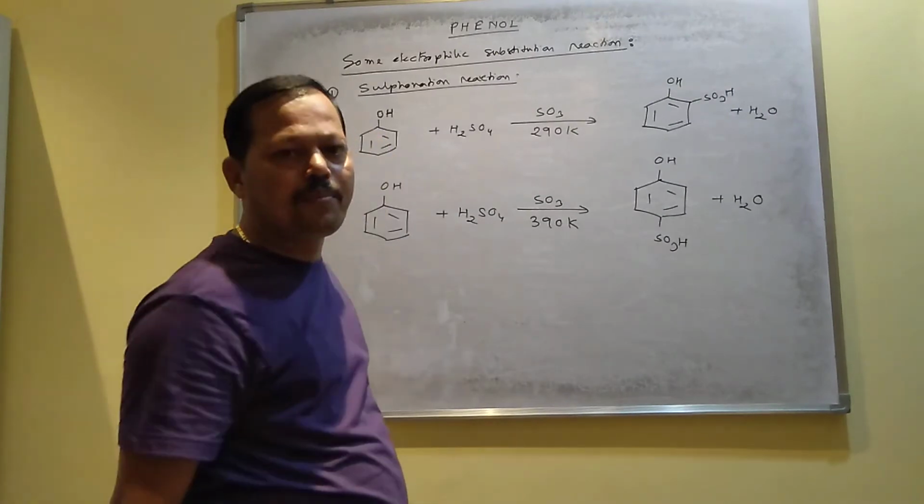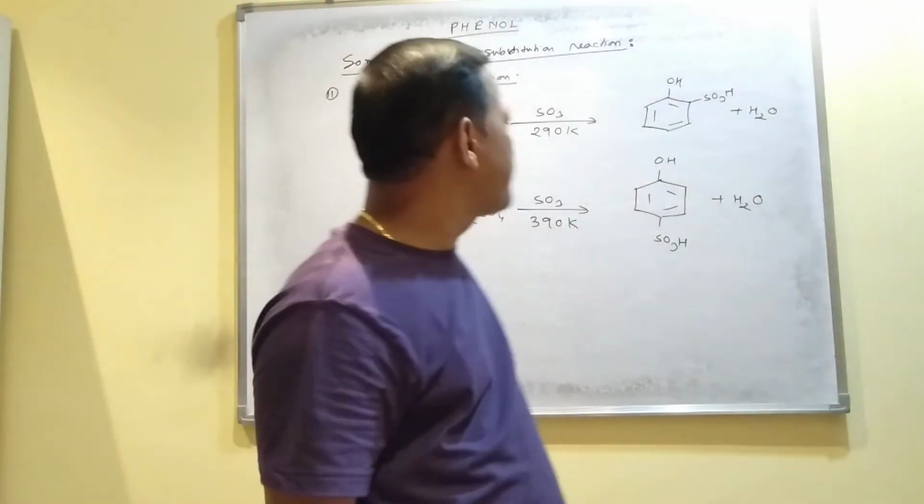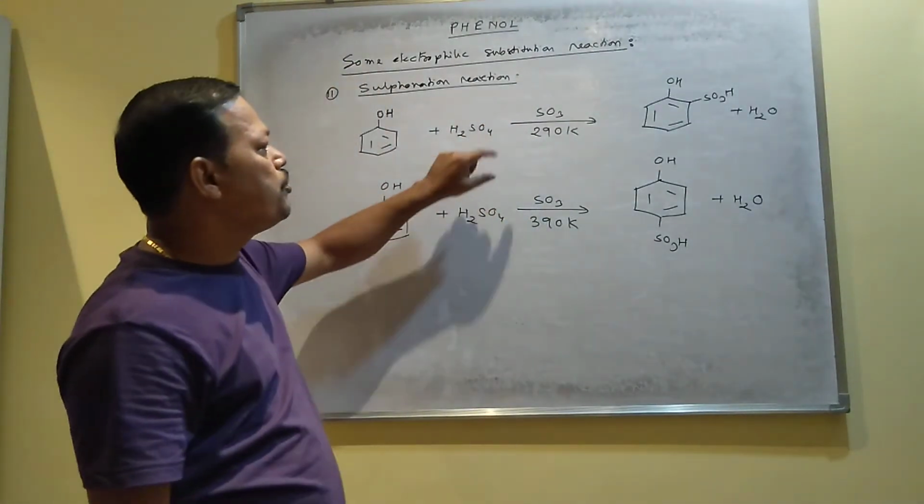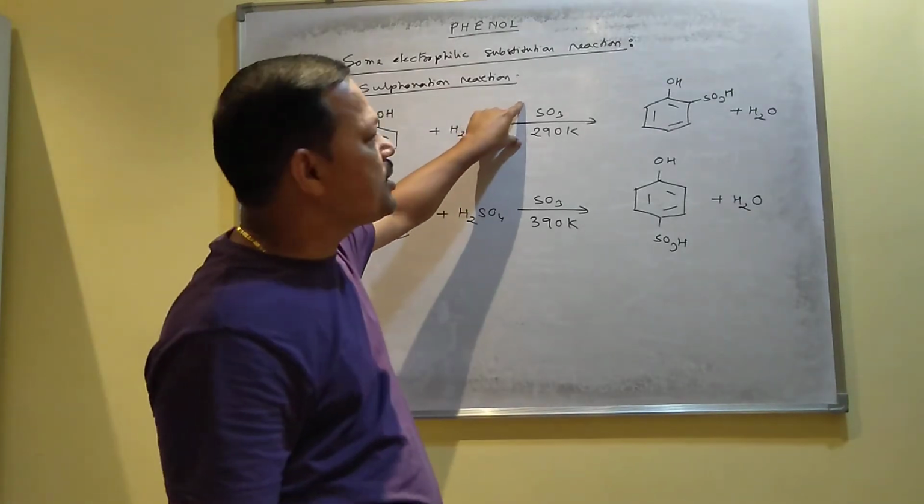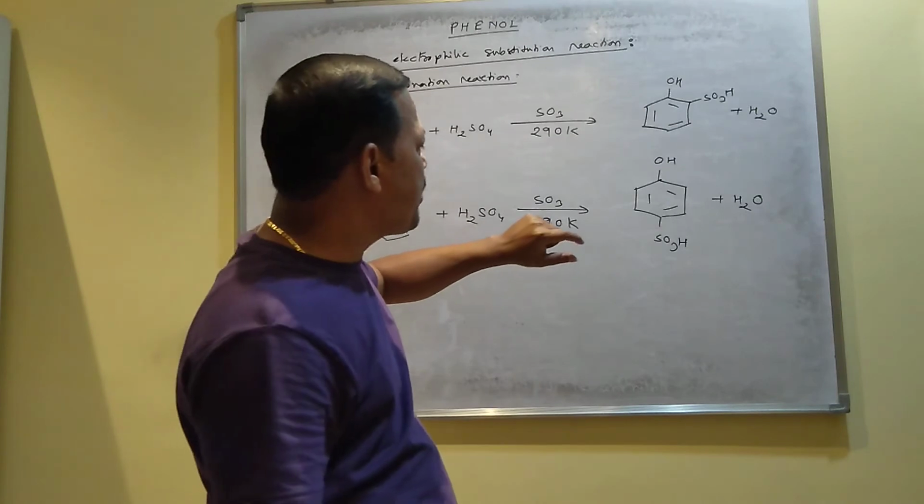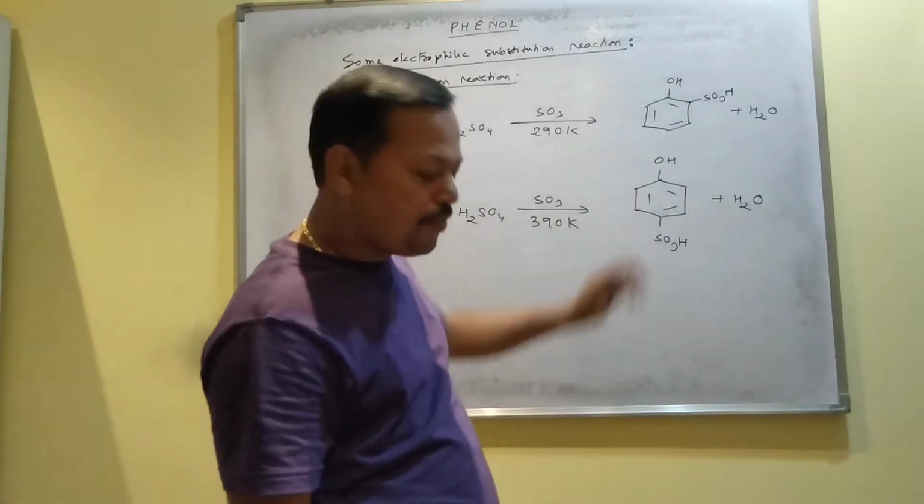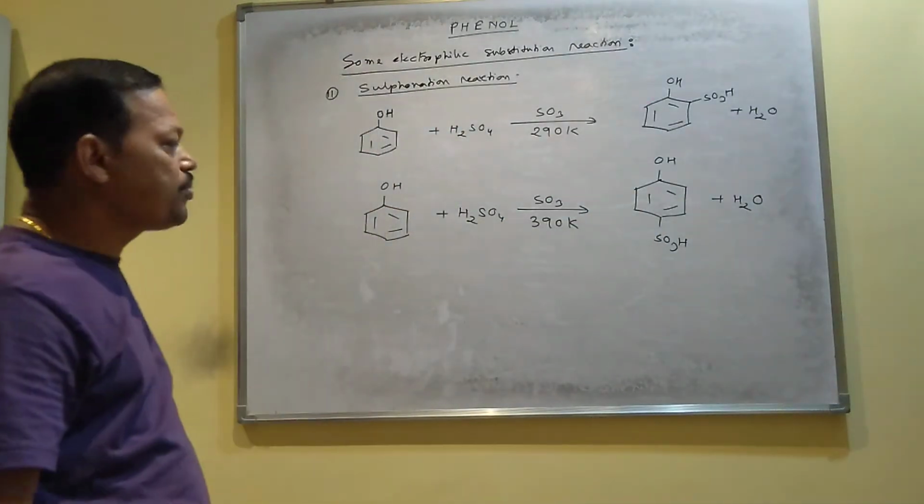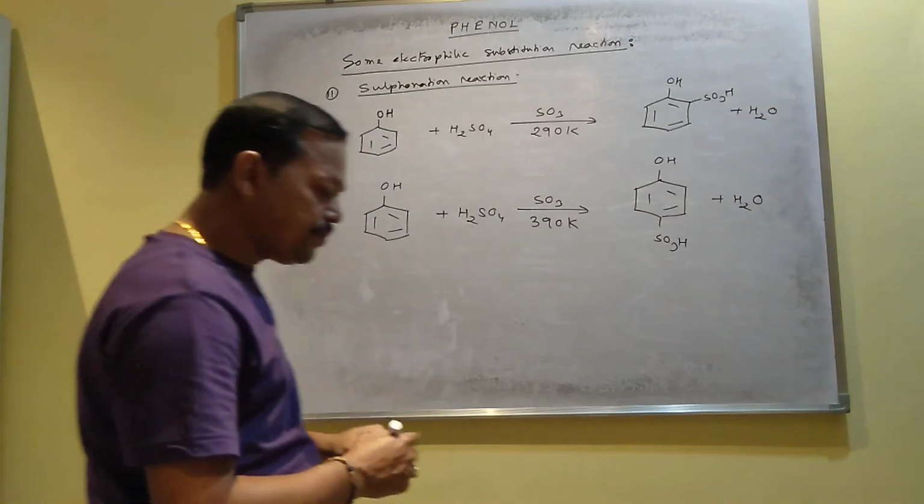I mean ortho and para product you will get separately based on temperature. If you apply less than 300 Kelvin temperature, you will get only ortho product. If you apply more than 300 Kelvin temperature, then you will get the para product. So this is one example of temperature dependent reaction.